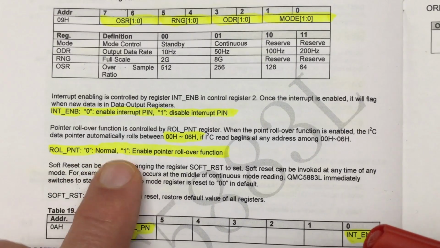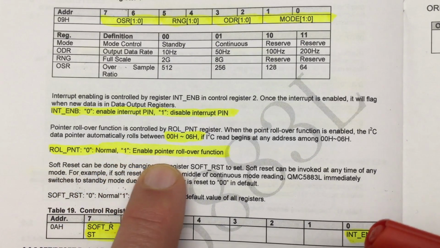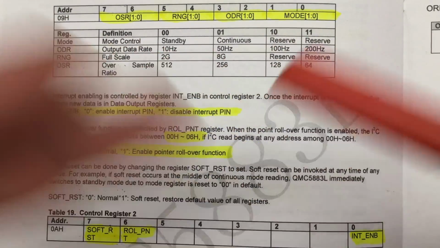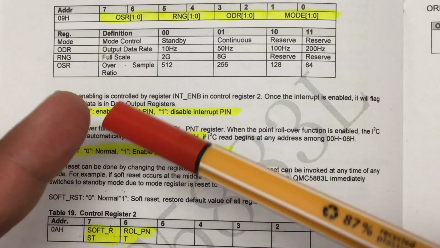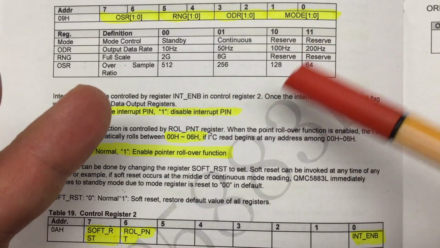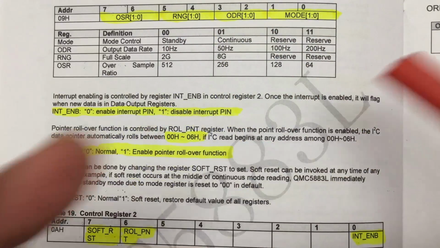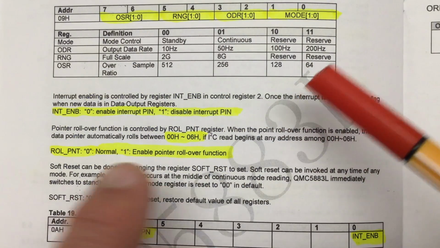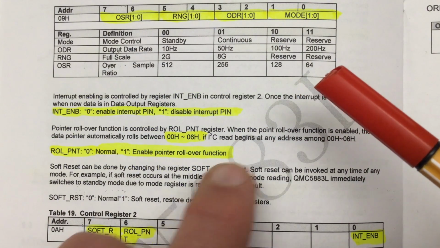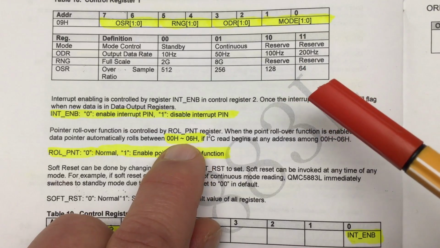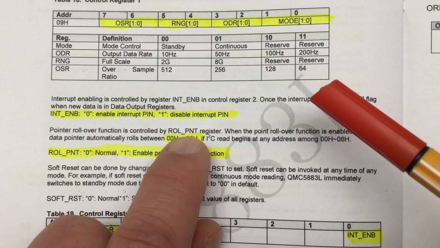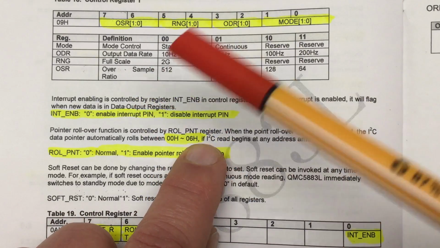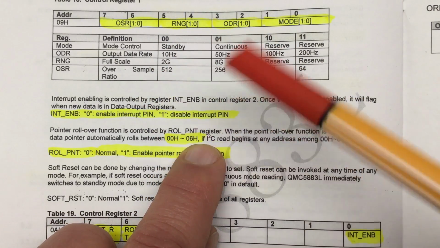Normally it's 0, but when you set it to 1, it enables the pointer roll over function. When you read registers from such a chip via I2C, the register address is automatically incremented one by one, so you're reading the registers in sequence. However, if you activate rollover, then it reverts to register 00 after you read register 06. So you're continuously rolling through the data registers.